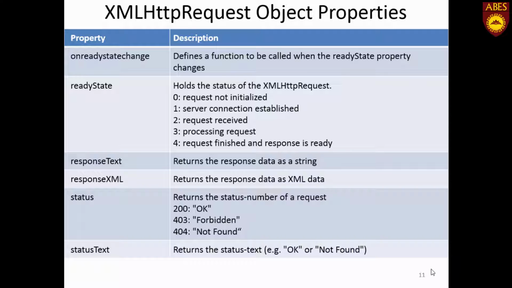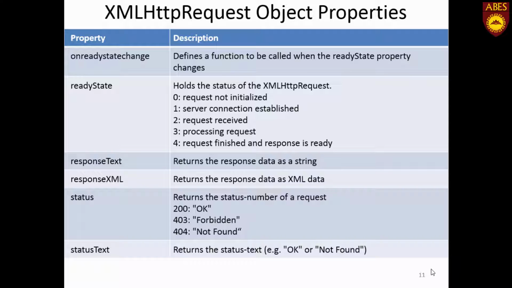responseText returns the response as a string. responseXML returns the data. As you know, XML provides the data, and it is used for storing and transferring data. status returns the status of the request by using a number. That is, 200 is for OK, 403 is for forbidden, and 404 is not found.